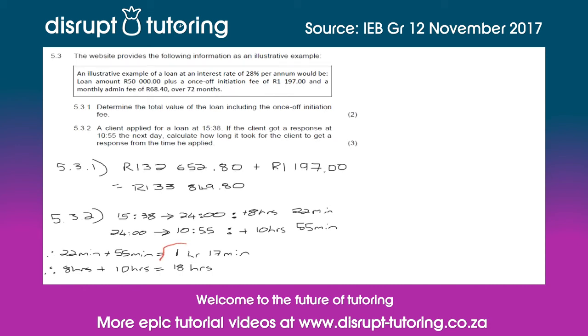And then to get the total, we need to add these two together. So therefore, our total time is going to equal 1 hour 17 minutes plus 18 hours, which is 19 hours and 17 minutes. And that concludes that question.